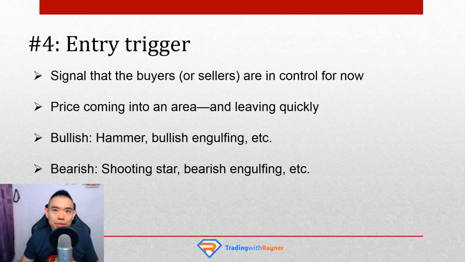So if you are familiar with candlestick patterns, this could be things like the hammer, the bullish engulfing pattern, and for bearish ones, it would be the shooting star, bearish engulfing pattern, etc. But the key thing is basically you want to see the price come into your area of value and then leave quickly. The faster it leaves, the better. I don't think we need examples for this. This one is pretty much straightforward.